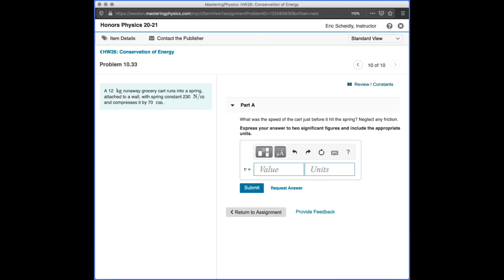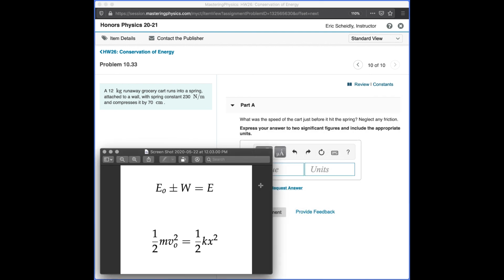Last one. Grocery cart has kinetic energy. It runs into a spring, and that kinetic energy is transformed into spring potential energy. According to the law of conservation of energy, the initial energy, which is kinetic energy, 1/2 mv naught squared, is going to be transformed into spring energy, 1/2 kx squared. Be careful, because the compression is given in centimeters. Obviously, that has to be meters, so I'll use 0.7 meters in the calculation.